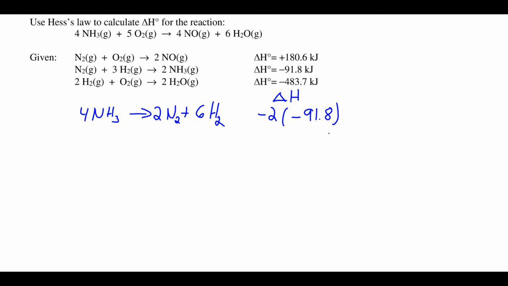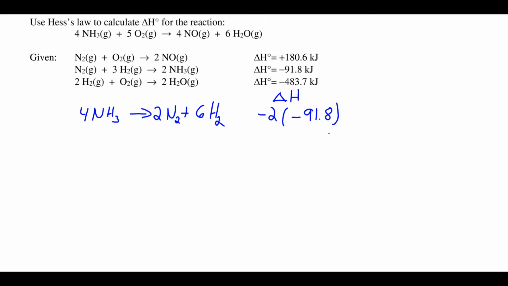All right, so here's the second equation reversed and all the coefficients multiplied by 2. Since I reversed the equation, I have to multiply our delta H by a negative value, and since I've doubled the coefficients, I have to multiply by a 2. So we multiply the delta H of this reaction as it's written by -2 to account for the manipulation.